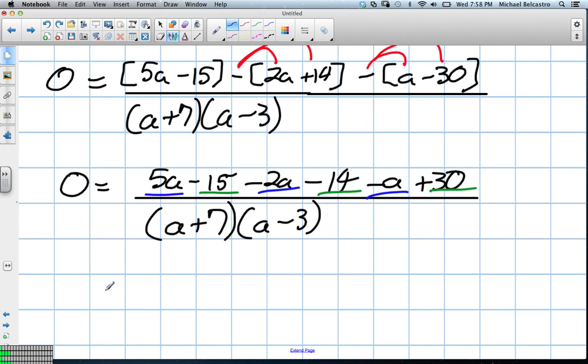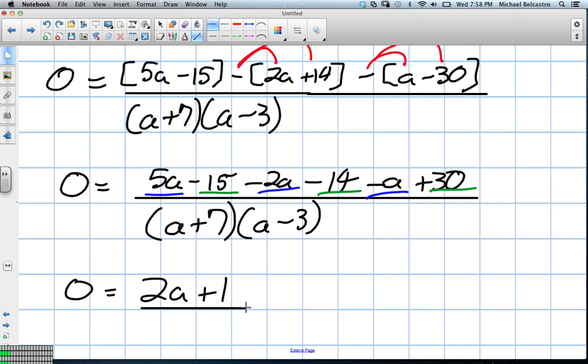5a minus 2a is 3a, minus a is 2a. Good. Negative 15 minus 14 is negative 29, plus 30 is positive 1. So it's 2a plus 1 over a plus 7, a minus 3. Is that right? Let me just double check. Yeah, that's right. I can't common factor this guy. He's not a difference of squares, it's an addition. So this is factored as far as it goes. There's not much more to simplify.